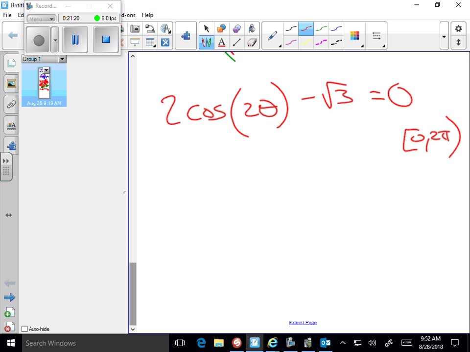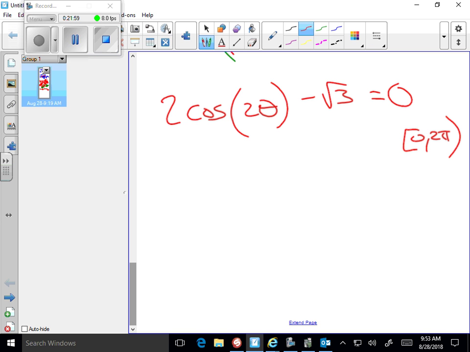Brendan, you got pi over 12, 11 pi over 12, 13 pi over 12, and 23 pi over 12? Sweet. Good. Tom, any questions about this? So how far is it from this one to this one? 12 pi over 12? So how far would it be from this one to this one? Right. So 11 plus 12 gives me 23.